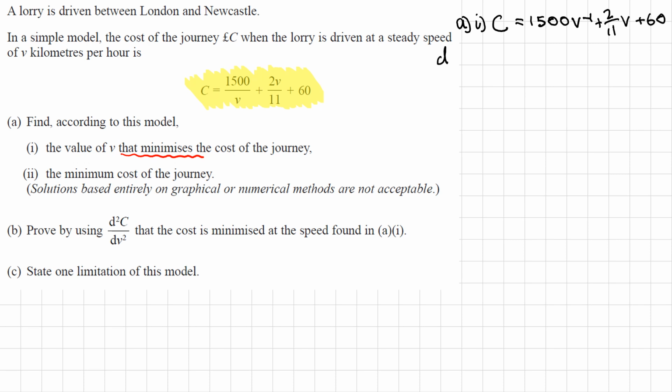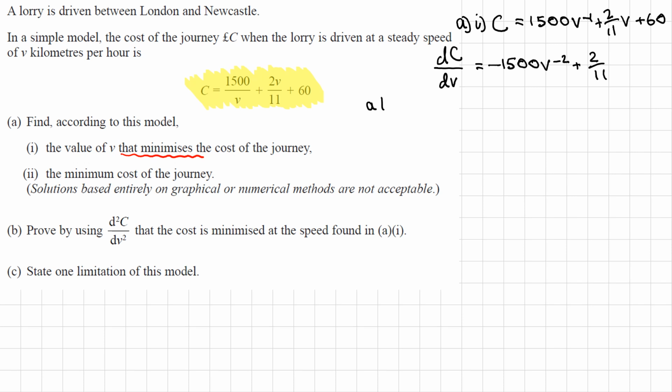When we differentiate, it's going to be dC/dV. It's important that we get the letters correct. The letter at the top is always the subject of the equation. The letter at the bottom is always the letter that we're differentiating. So we multiply by the power, then subtract 1 from the power. So I'll have negative 1,500 V to the power negative 2. And then the 2 over 11V just becomes 2 over 11, and the 60 will disappear.